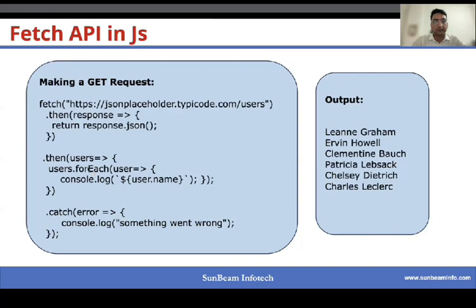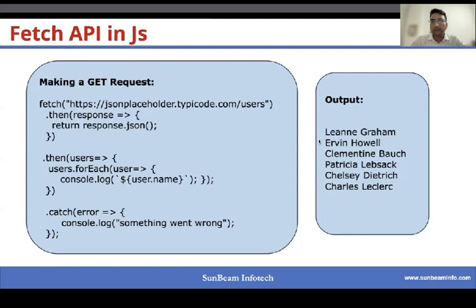Here, users is an array of user objects. We iterate over this array using a forEach loop and log the name of each user to the console. If any error occurs during this process, the catch block will execute, logging an error message to the console.